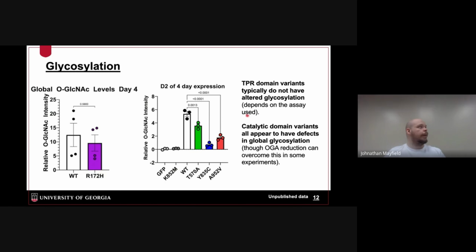So we kind of have two buckets, the TPR domain variants that don't typically have altered global changes in what proteins are being modified with O-GlcNAc. Whereas when we look at catalytic domain variants, whether it's ours or the ones that Dan's group has worked on, we do see these global glycosylation defects. So I will note, especially when they're engineered into cells, a reduction in this OGA enzyme that takes it off can help bring that back to balance. And now I will turn it over to Naomi.